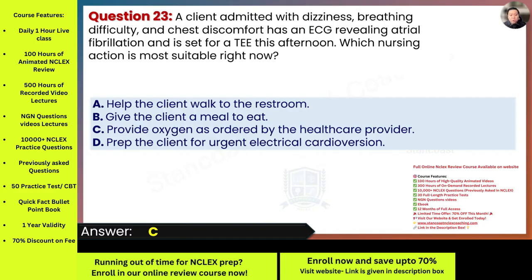And so your strategy in answering this question is to prioritize stabilization. You have to do that first. Your client is symptomatic before you move on into the diagnostic or the procedural steps.